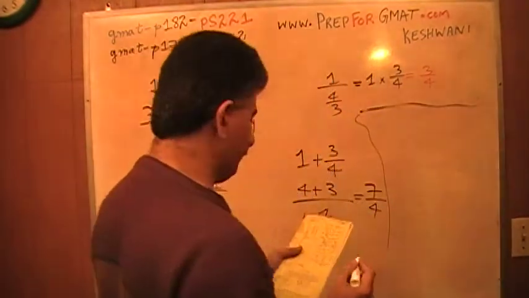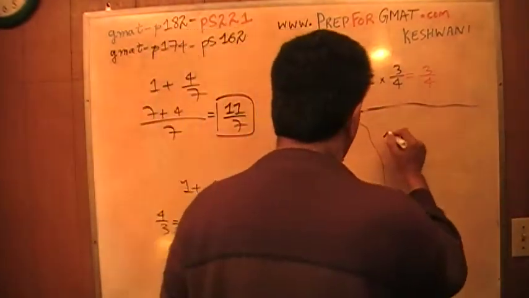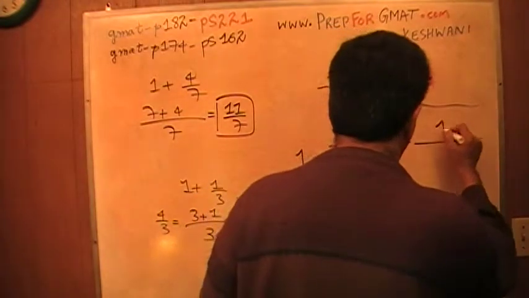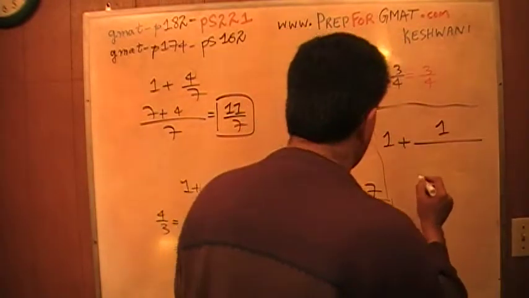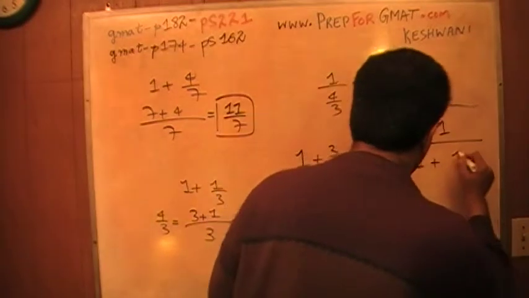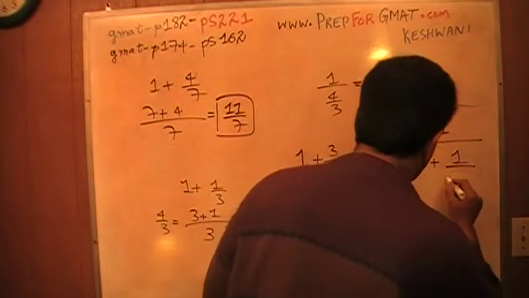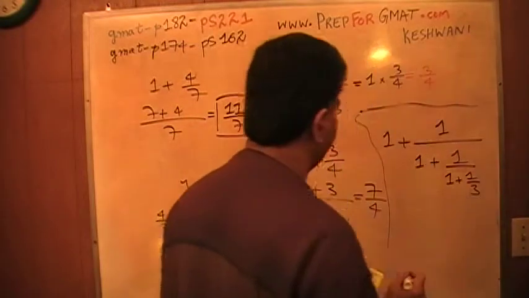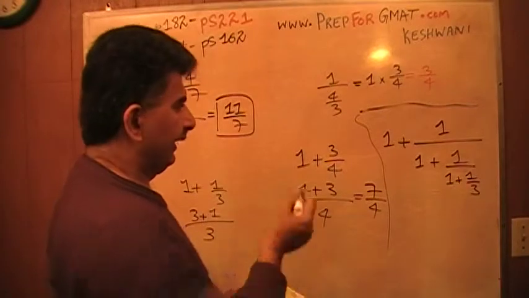The way the problem should have been written, which is 1 plus 1 over 1 plus 1 over 1 plus 1/3. That's how it should have been written.